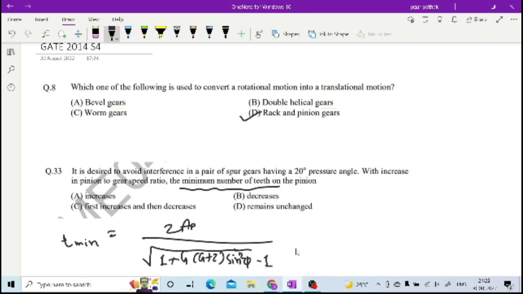So when you consider this equation, what will happen is whenever this speed ratio is going to increase, your gear ratio will go down, this capital G will go down, and as capital G goes down, your number of teeth is going to increase, correct? Hello? Yes, sir. Okay, so this is how we have seen gears and gear trains.